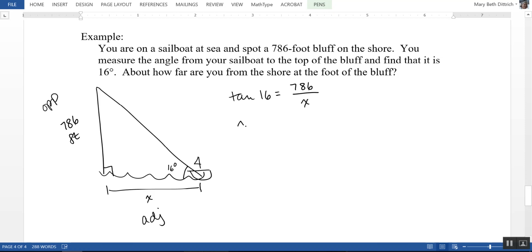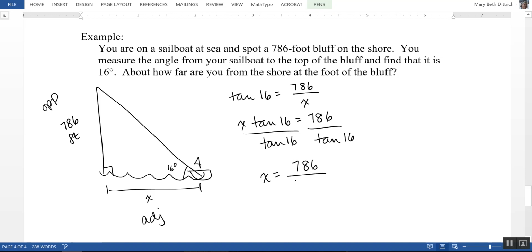I'm going to start by multiplying both sides by x. So x times the tangent of 16 is 786, and then dividing both sides by the tangent of 16, I get that x is equal to 786 over tangent of 16. Make sure your calculator is in degree mode and punch that into your calculator, and we get that that is about 2,741 feet that your boat is from the shore at the foot of the bluff.